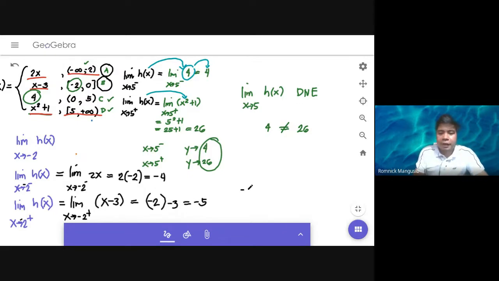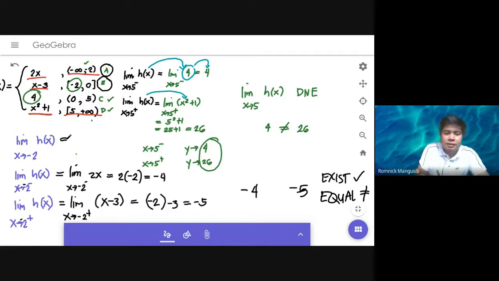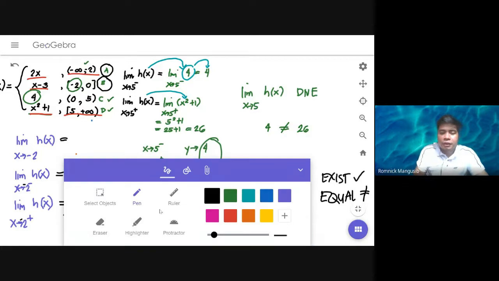Now compare -4 and -5. Do they both exist? Okay. Yes, they both exist because they are both real numbers. Are they equal? No, they're not equal. So it means to say this does not exist. So the two-sided limit does not exist, and please do not use equal sign. So ibig sabihin, ito ay hindi nag-exist.